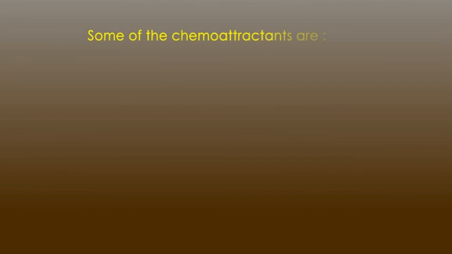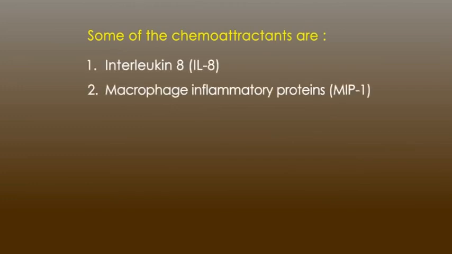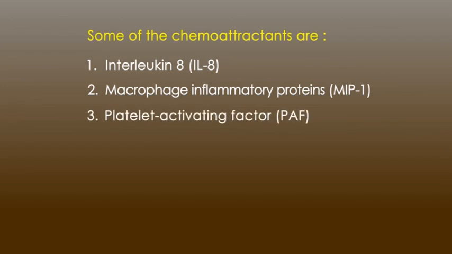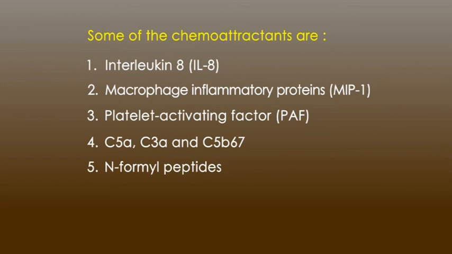Some of the chemoattractants are interleukin-8, macrophage inflammatory proteins, platelet activating factor, the complement split products like C5a, C3a, and C5b67, and various N-formyl peptides produced by the breakdown of bacterial proteins during an infection.